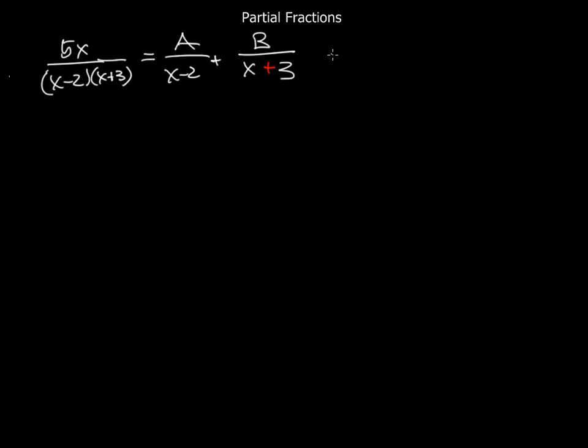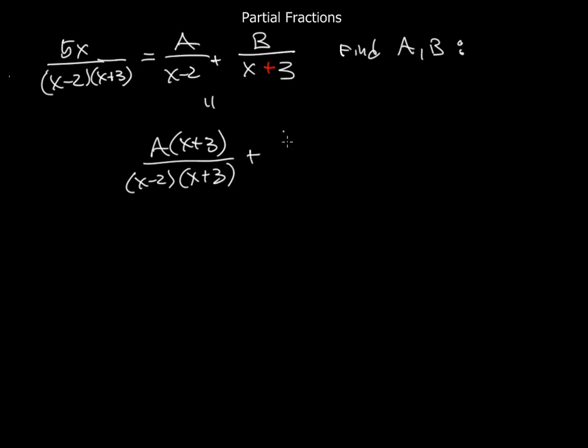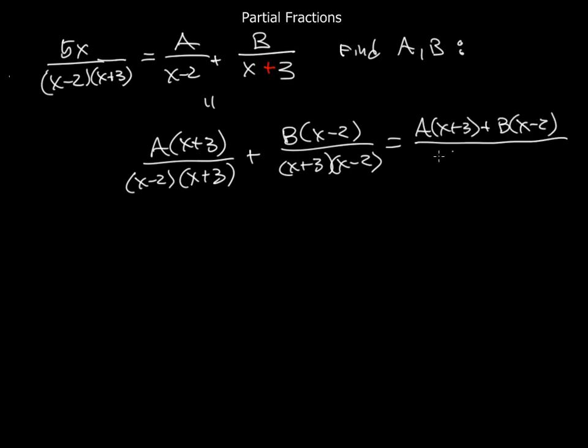All right, well, so let's see. Let's write 5x over this thing as a over x minus 2 plus b over x plus 3. And you just have to figure out what a and b are, and the way you do that is you get a common denominator on the right by multiplying the first term by x plus 3 over x plus 3, and the second term by x minus 2 over x minus 2, which is the same thing as cross multiplying. In the numerator, you get this term, and the denominator gives you this x minus 2 times x plus 3 that you started with.